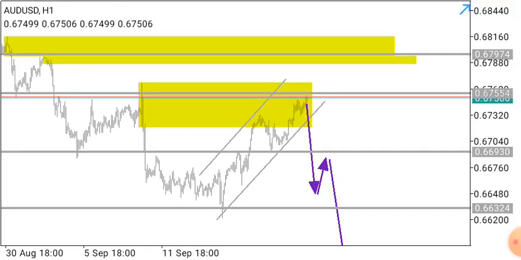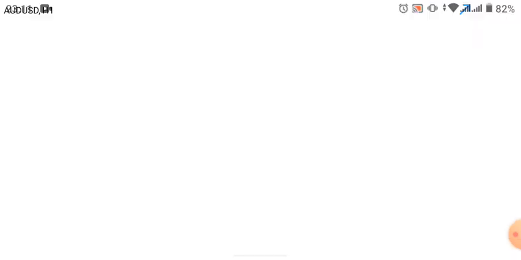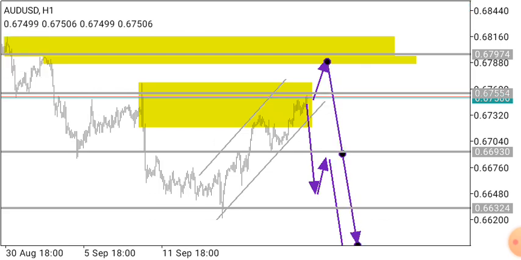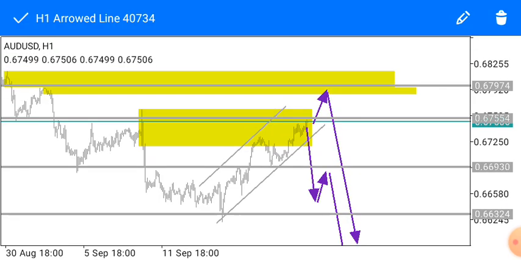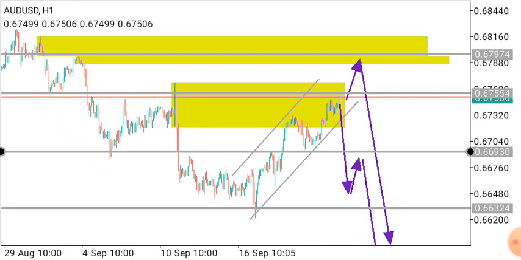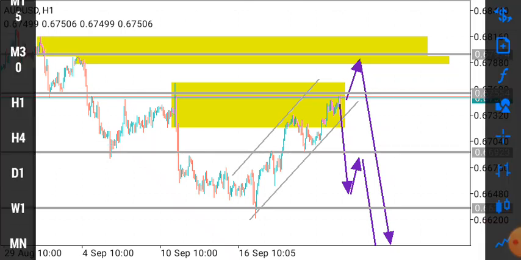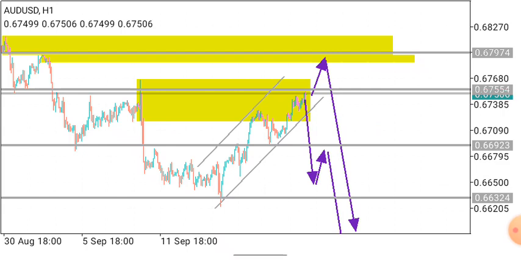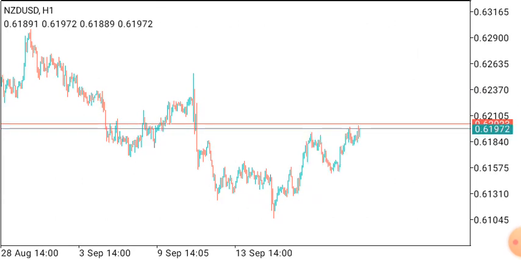But at the moment the market is still bullish within this retesting structure, because for all we know the market could also shoot to the upside and then go down. So let's just observe what AUDUSD will actually do for this upcoming week. And then let's take a look at NZDUSD.